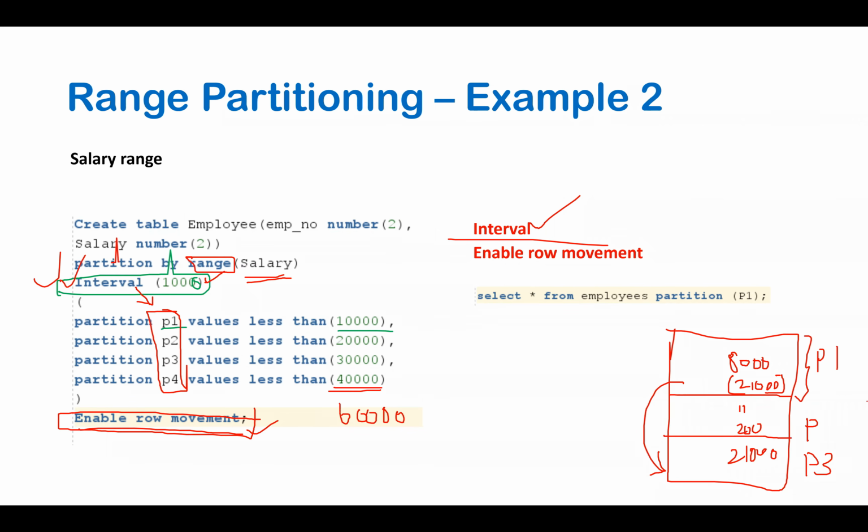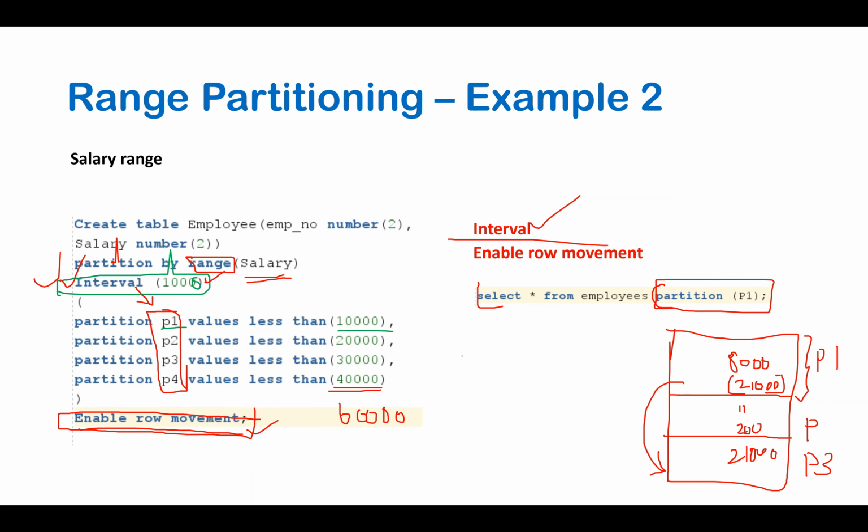Got it? So if you want to select only P1 partition data, then you can select this way. Select star from the table name, no need to use a where clause. Select star from the table name partition P1. If you know directly how the data has been stored, you can select this way, partition P1.